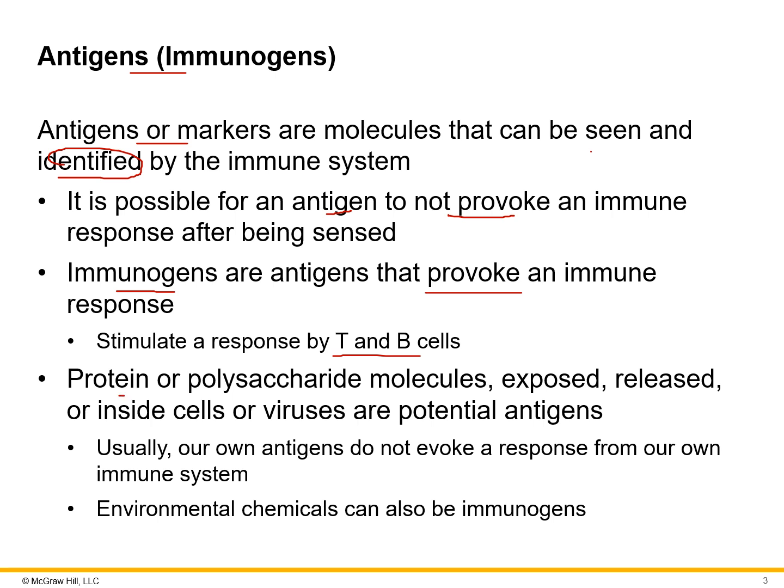So proteins or polysaccharides, they can be exposed, they could be released like a toxin, or they could actually be inside our cells, especially viruses. Any of these can be different types of antigens. So usually our own antigens, though, do not invoke a response. So again, our immune system may recognize them, but it wouldn't create that immune response. And then even some different chemicals can actually activate our immune system.